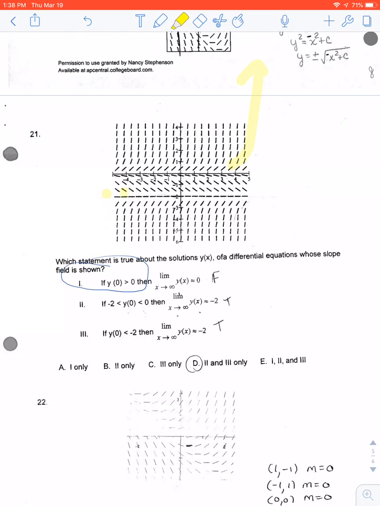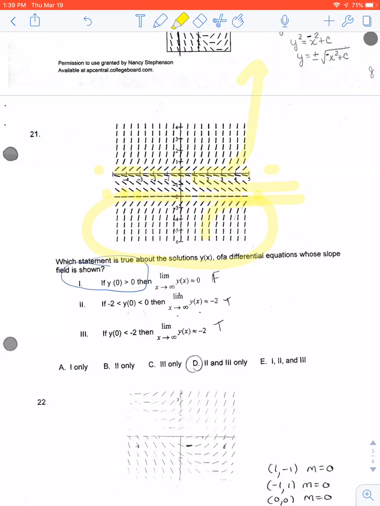Then they're saying between -2 and 0, okay, the y values of -2 and 0, is the limit as x approaches infinity about -2, and for values that are less than -2, will the limit values as x approaches 0 be -2? And it does appear that there is going to be a horizontal asymptote since those slopes are 0. So those two statements would both be true, which meant that it was D.